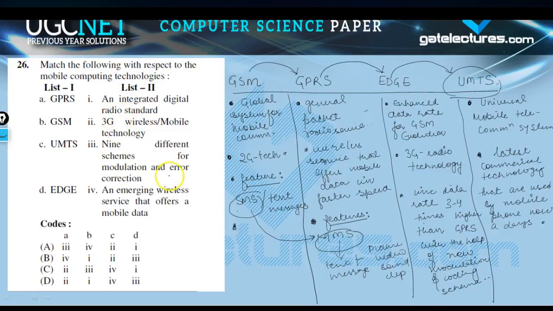GPRS is an emerging wireless service that offers mobile data at a much faster speed as compared to GSM. So we match GPRS with this. GSM is just an integrated digital radio standard that uses 2G technology. UMTS is a 3G wireless mobile telecom technology. As we already discussed, Edge is the increased data rate of GPRS, and with the help of different modulation and coding schemes, and error corrections, it is in Edge technology. So we match with this. The correct answer of this question is option B.